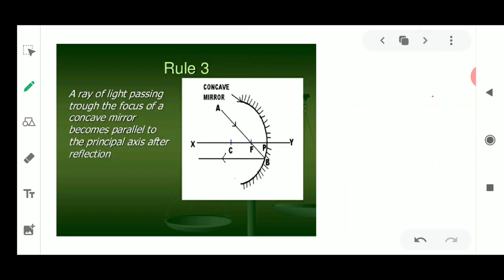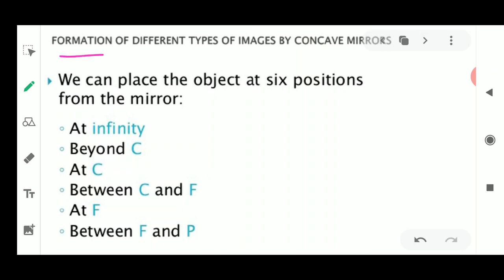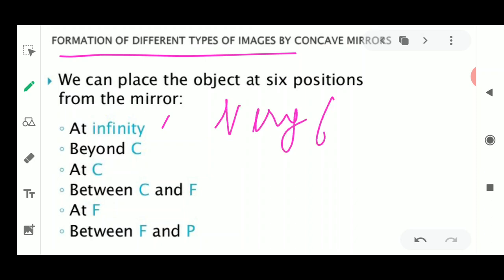So we just now discussed the rules. Now based upon these rules, we will form the image in the concave mirror. Before that you should know that there are various positions where an object could be placed. There are possibilities where the object could be placed, and these possibilities are 6 in number. So the first one is that the object is placed at infinity, means it is placed very far away from the mirror, not in front of the mirror, but somewhere very far away which we cannot see.